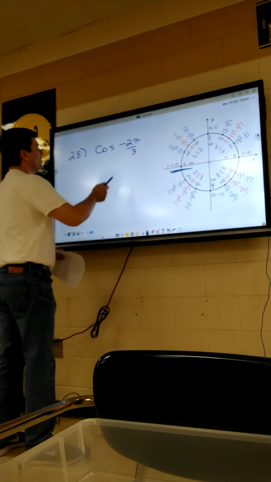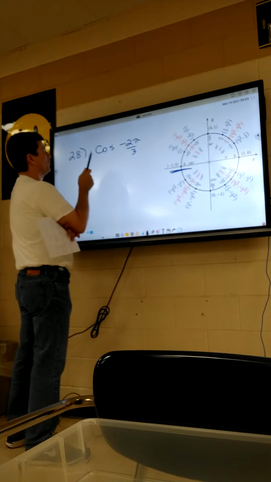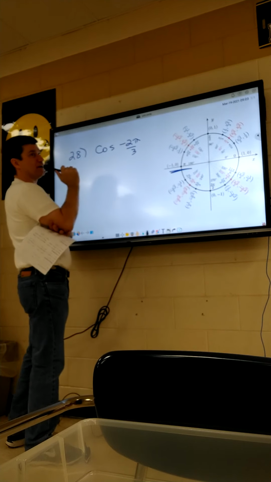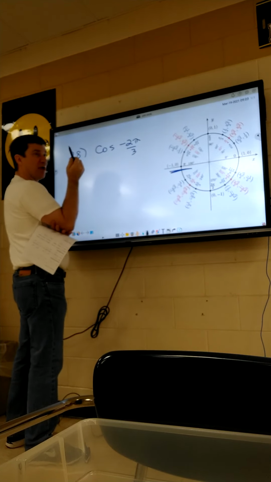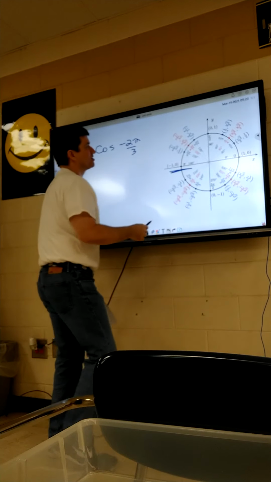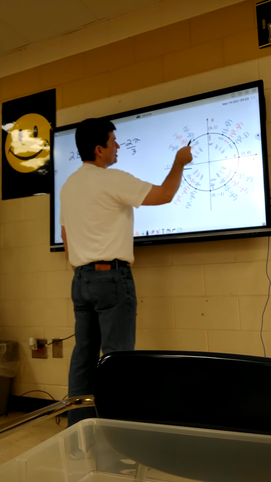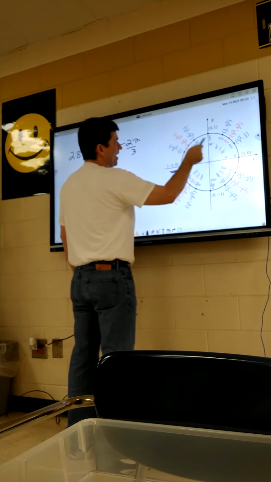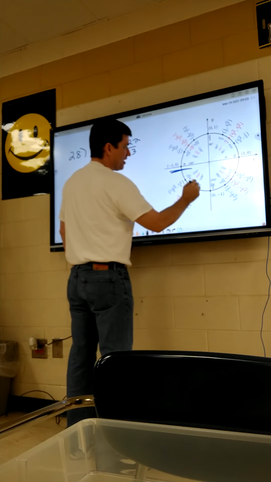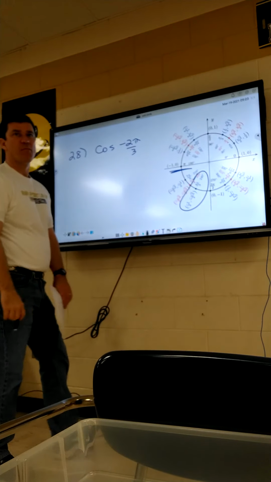All right, LeVar, how do we find negative 2 pi over 3? You're not going to have a calculator on the test. Count the points. Count the points and go backwards. Good. All right, so positive 2 pi over 3 is here. That's 1, 2, 3. That's 5 dots going forward, so 5 dots going backwards is there.